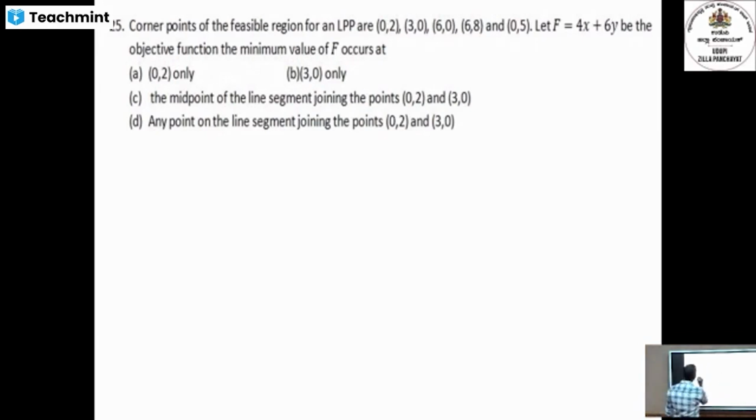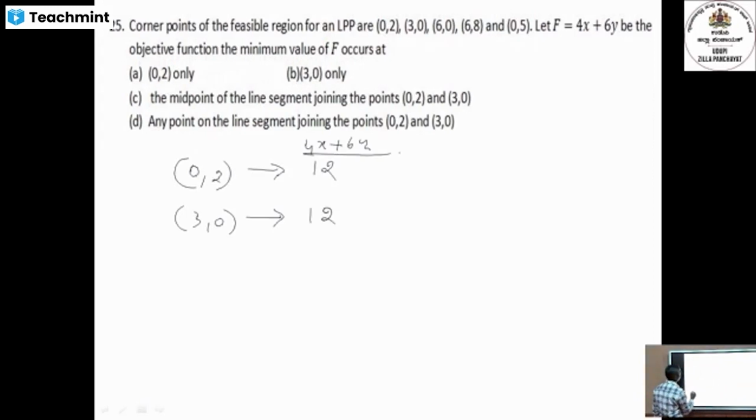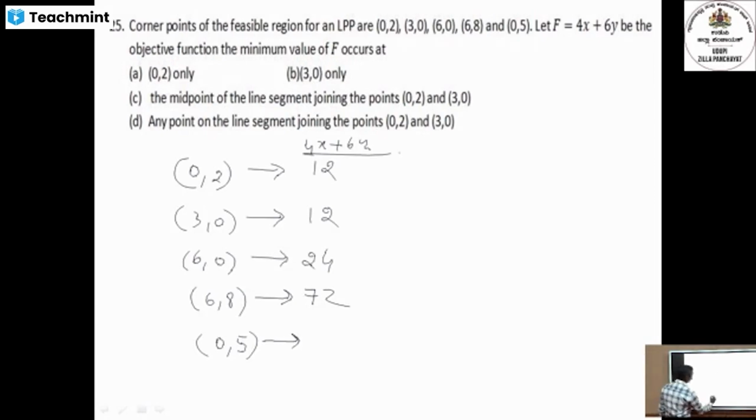See, when you substitute (0, 2), it gives you 12. Here it is 4x plus 6y. (3, 0) is also 12. The next one is (6, 0), which gives you 24. Then (6, 8): if you substitute, it is 24 plus 48, that will be 72. Then (0, 5): if you substitute, it is 30. They want the minimum value of f. So the minimum is here, and this is also a minimum. So these are the two minimums you are getting.